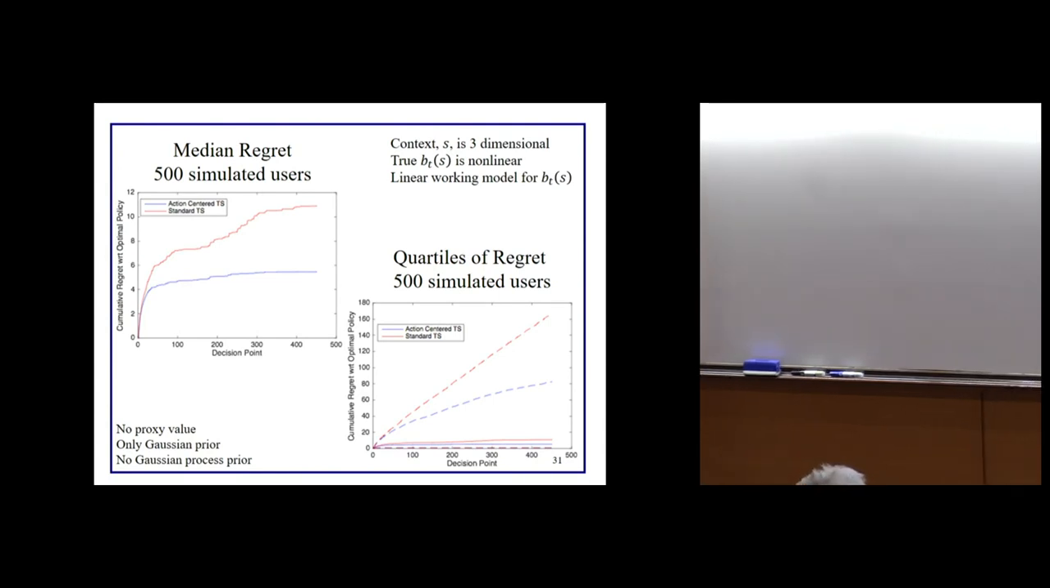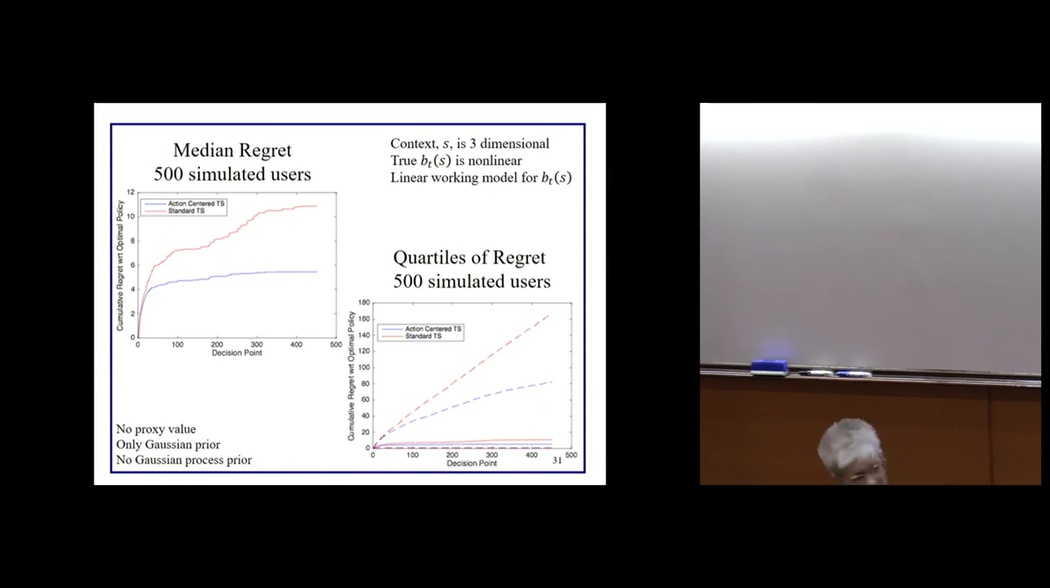I'll give you some indication of the simulation setup. The context was only three-dimensional. The true baseline function was nonlinear. It evolved with time. And we used a linear working model in both cases. We didn't have a Gaussian process prior. We weren't using a proxy value for this. We just wanted to look at this part, the contrast coding.